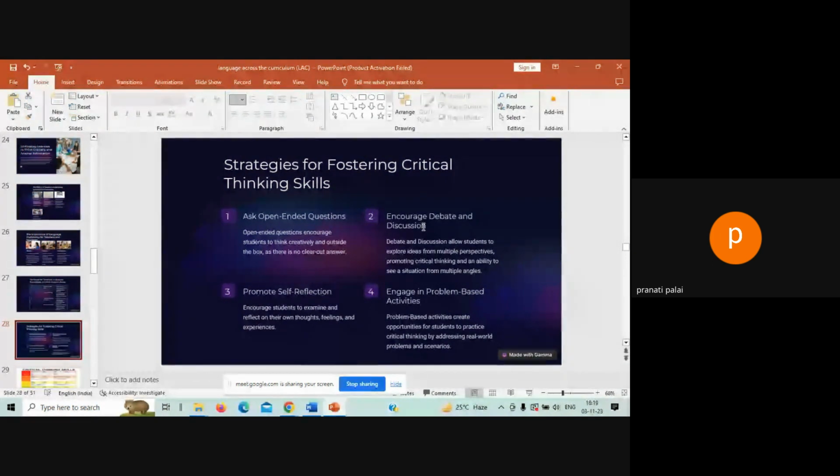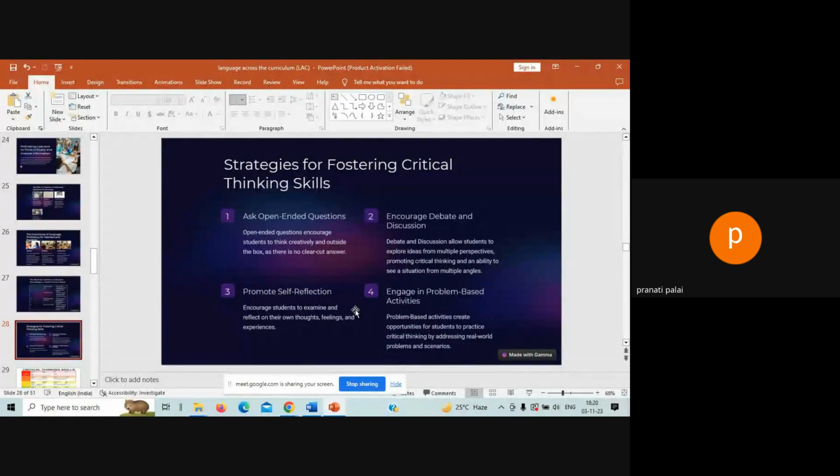Next is encourage debate and discussion. Debate and discussion allow students to explore ideas from multiple perspectives. Here we can say that the thinking process will be dynamic, promoting critical thinking, or we can say divergent thinking, and an ability to see a situation from different angles or multiple angles. Promote self-reflection. Encourage students to examine and reflect on their own thoughts, feelings, and experiences.